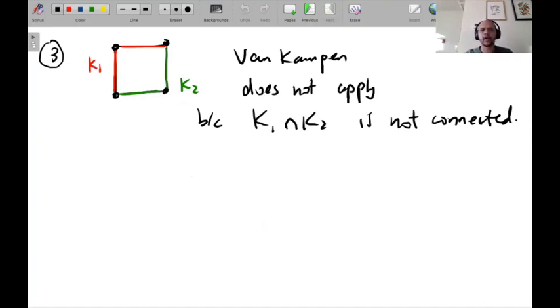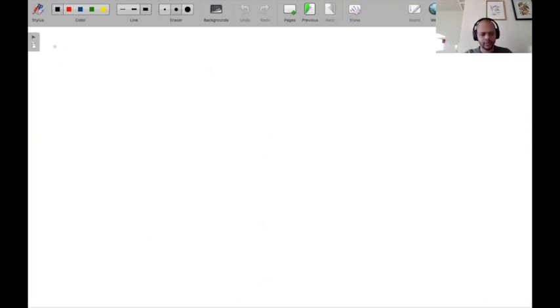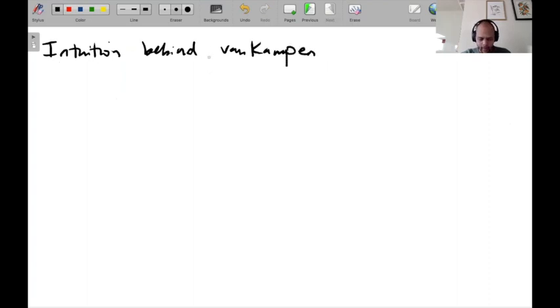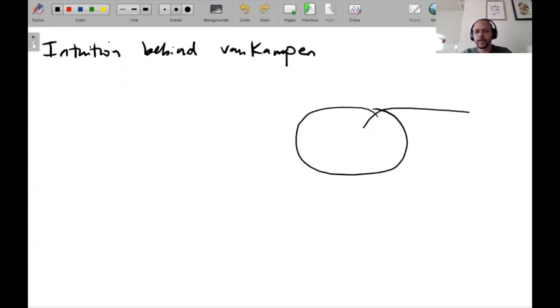So maybe I want to give some intuition behind Van Kampen. We'll prove it next time. So let me draw a picture. So you have K1 and K2. I'm going to draw them like this, overlapping simplicial complexes, and you have the intersection here, and there's some base point here. The intersection is connected.